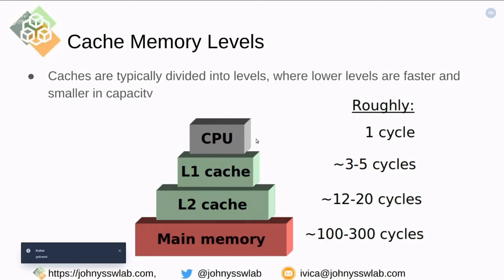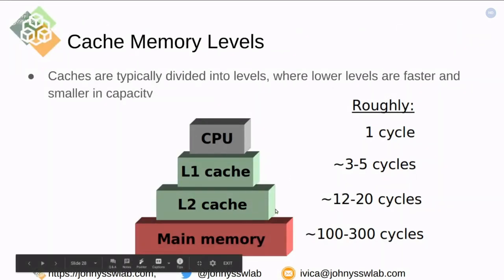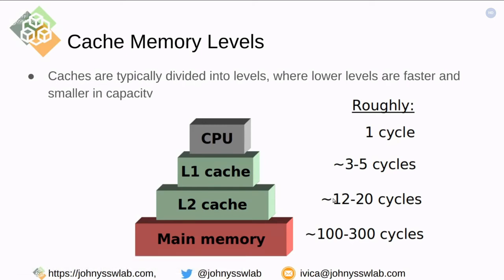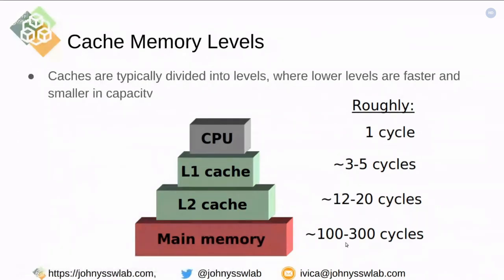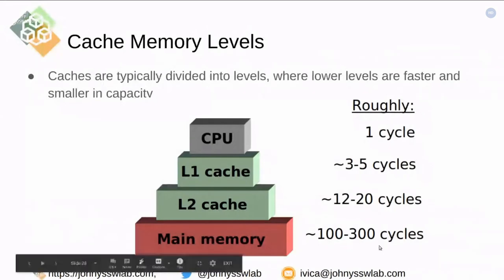If a piece of data is already in a register, it takes 1 cycle to access it. If it's in L1 cache, it takes 3 to 5 cycles. If it's in L2 cache, it takes 12 to 20 cycles. And if it's in main memory, it takes 100 to 300 cycles. This depends a lot on the architecture and the CPU speed. But normally, the faster the CPU, the more cycles it will take to access the caches and the main memory.